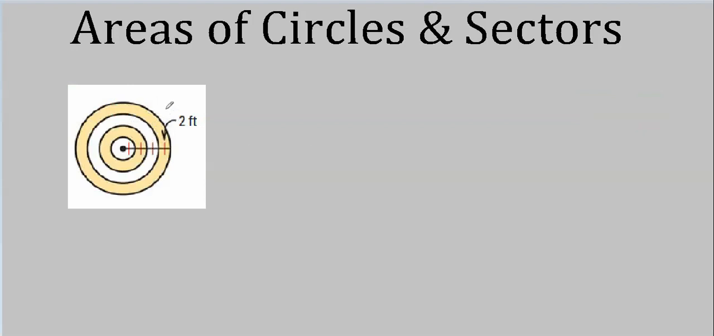That's right. So each of these circles has a radius which increases by 2 feet at a time. In other words, the smallest one has a 2-foot radius. This is a 4-foot radius, 6-foot, and 8-foot.